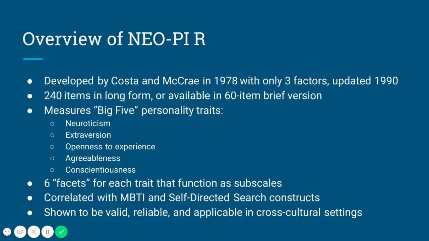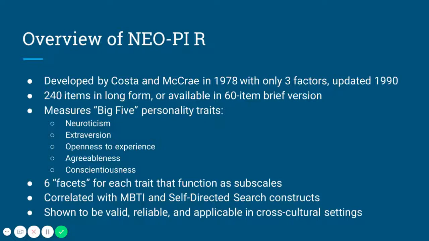Now let's overview the NEO-PI revised. This was first developed by Costa and McCrae in 1978 with only 3 factors, and it was updated in 1990. There's 240 items in the long form, or it is now available in a 60-item brief version. It measures the big 5 personality traits. It's based on the 5-factor model: neuroticism, extroversion, openness to experience, agreeableness, and conscientiousness. There's 6 facets for each trait that function as subscales. So you get 6 scores underneath each of the 5 big factors.